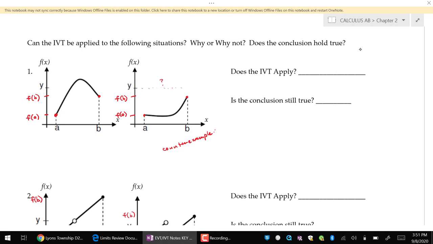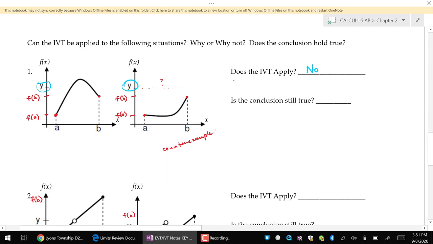So here I have two function graphs. And on the vertical axis, I marked f of a and f of b. But look at where my element is, this little y value right here. In both pictures, notice that the y value is outside. It's outside of both f of a and f of b. So we don't have betweenness. IVT does not apply here.